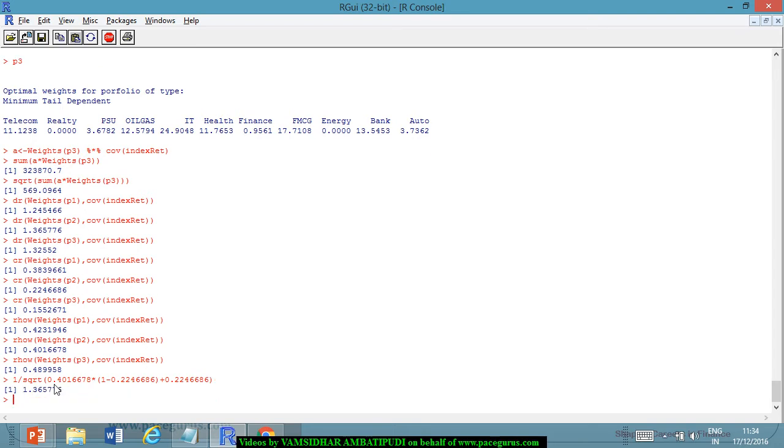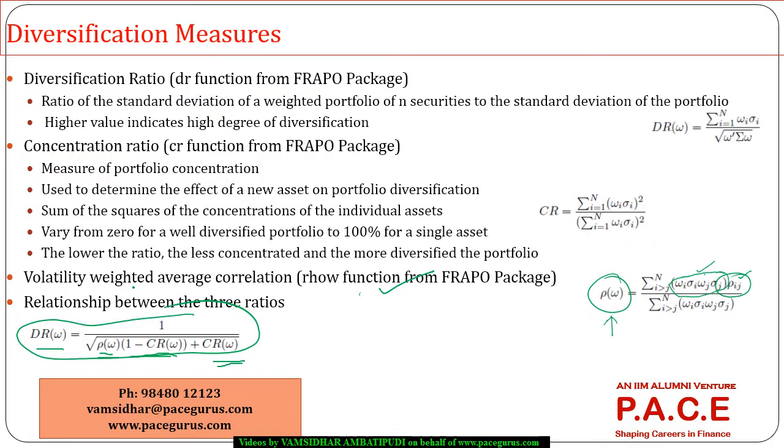So the number is 1.365, which is exactly the same as the DR that we have got out here, the diversification ratio. So that's another way to really bring out the linkage between these three measures of diversification on any specific portfolio, right?